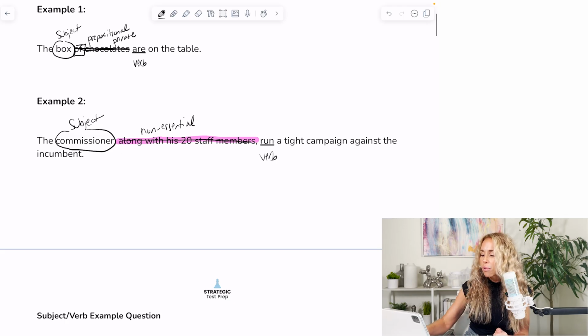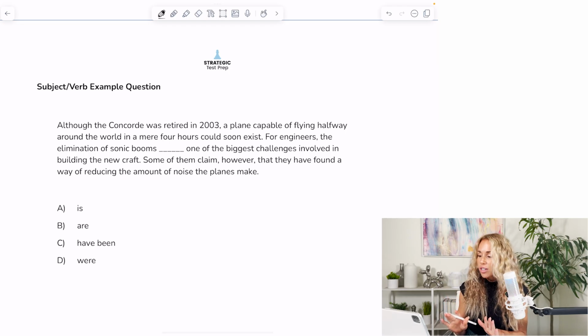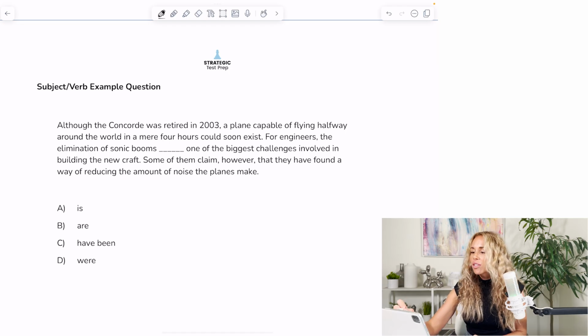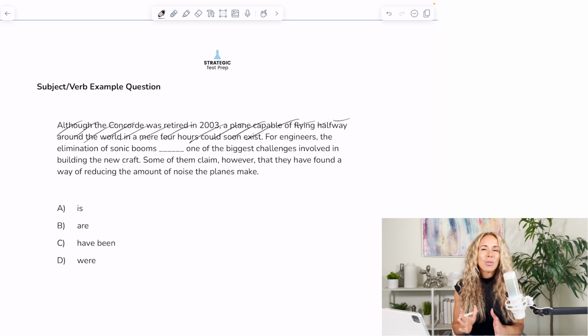Let's look at a couple examples. So here's an example of a question. It says, although, well, first of all, let's just talk strategies. The blank isn't until the second sentence. So I'm not even going to read this first sentence, because that's just going to be a waste of my time, especially on module 2, because module 2, we're so tight with time, the reading passages take so long, you need to cut corners wherever you possibly can.